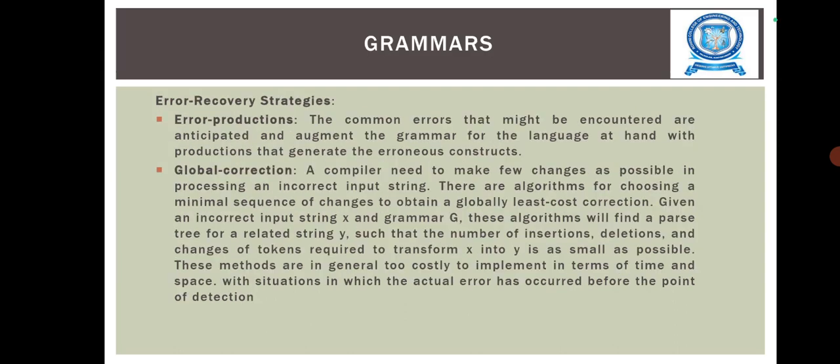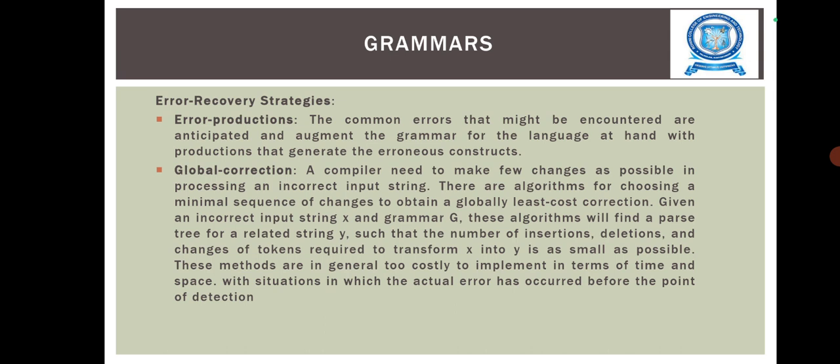Error productions. Anticipate the common errors that might be encountered and augment the grammar for the language with productions that generate the erroneous constructs. Global correction. A compiler needs to make as few changes as possible in processing an incorrect input string. There are algorithms for choosing a minimal sequence of changes to obtain a globally least cost correction.